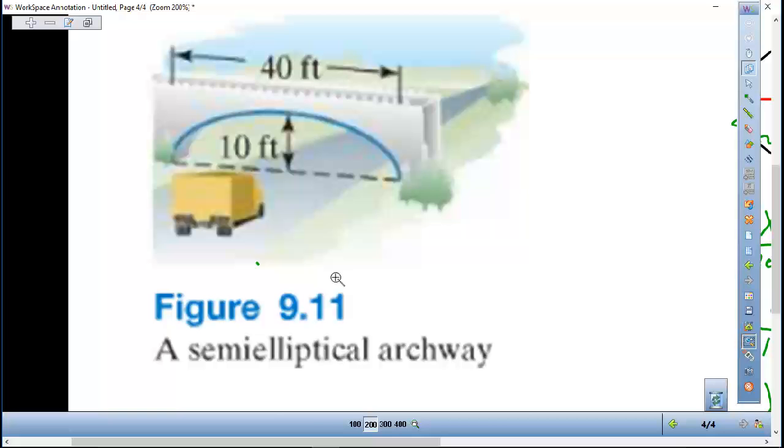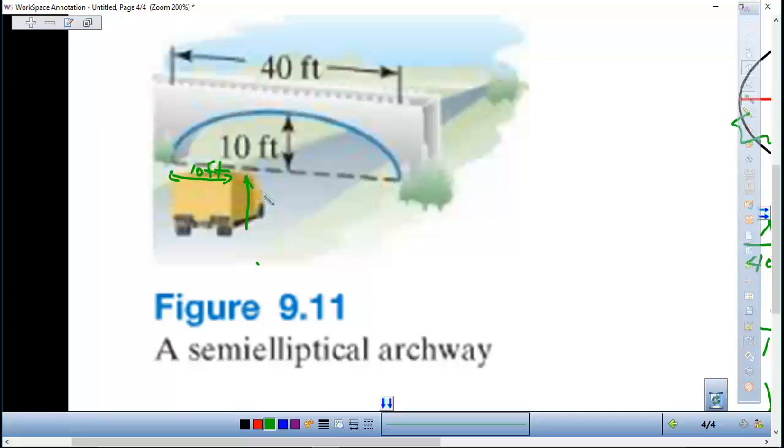Now, our truck is 10 feet wide. So from here to there is 10 feet. And it has a height of 9 feet. So we want to know at this edge and at that edge, will 9 feet go underneath this curve here?